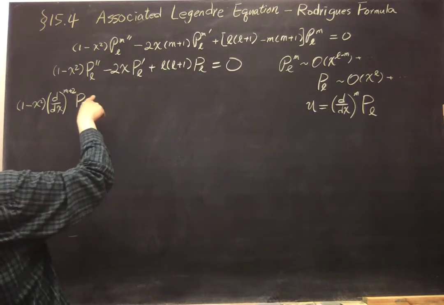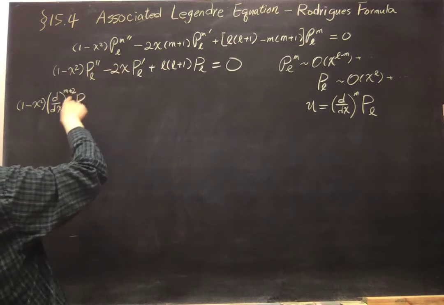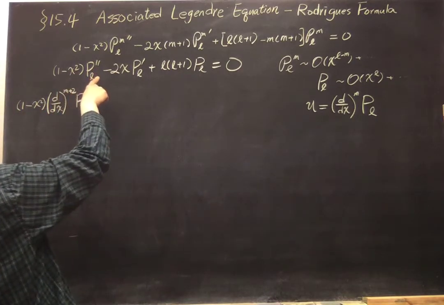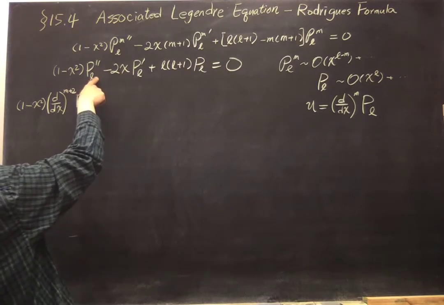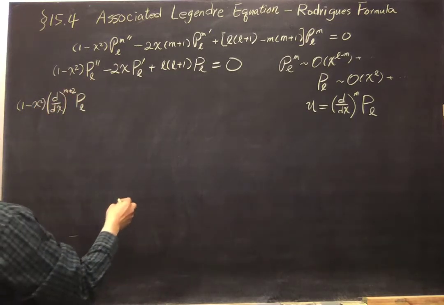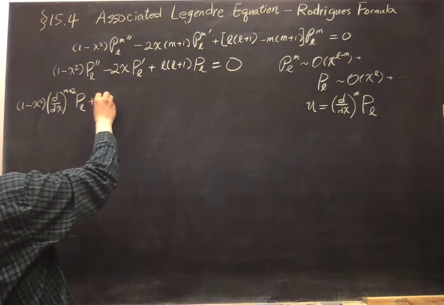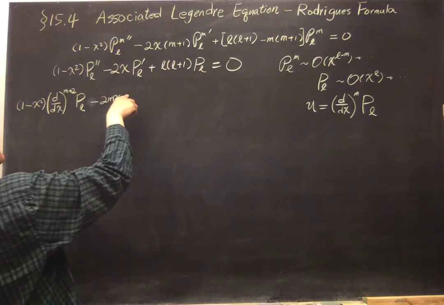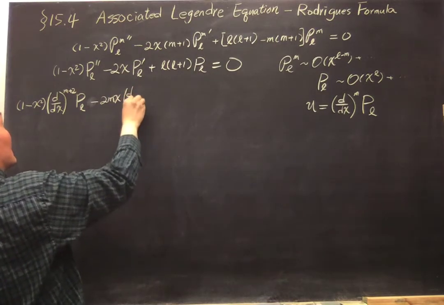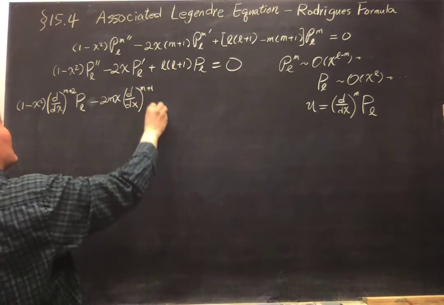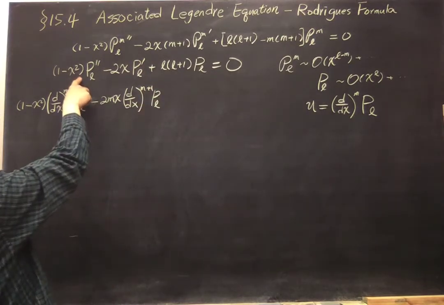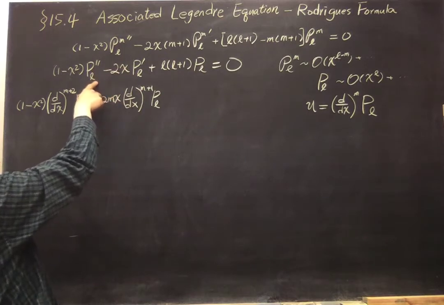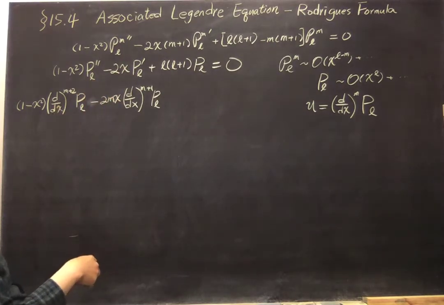Then the next one is the first derivative of this factor, and then the m minus 1 derivative of this one, multiplied by the coefficient, which is just m. So plus m times minus 2x, so minus 2mx, times d/dx to the m plus 1 on P_l. That is the second term. And the third term will be taking the second derivative of this factor and the m minus 2 derivative of the other, multiplied by the coefficient.